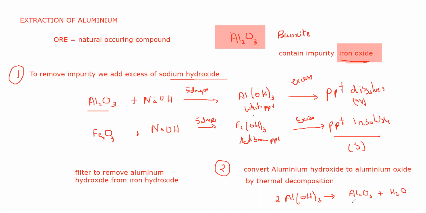Equation must be balanced. We have two aluminium, so two aluminium, oxygen 3 to the 6. So if I put 3, oxygen is balanced and hydrogen 2 multiplied by 3 is also 6. Is it clear? The first two steps.